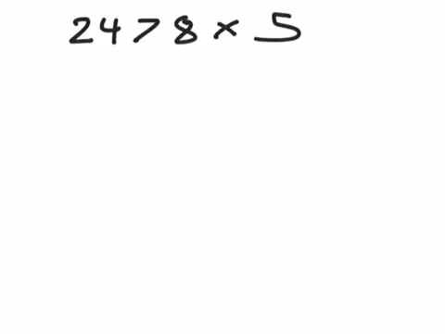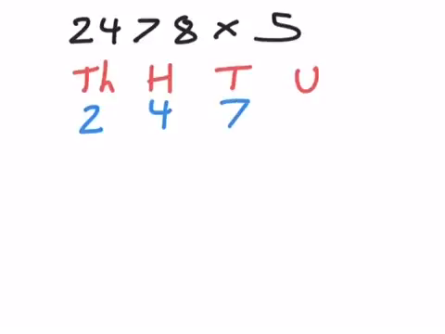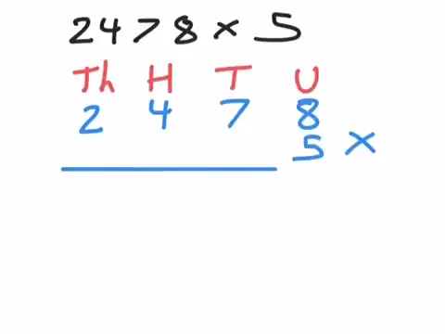Right, so if you've unpaused me, then that means you've had a go, or at least attempted it with your partner. Let's see if you have done it the same way as me. The first thing we have to do is make sure we partition. So we've got thousands, hundreds, tens, and units. And again, there's no decimals, so we don't have to worry about that. We've got 2,478, and we are multiplying by 5 units.